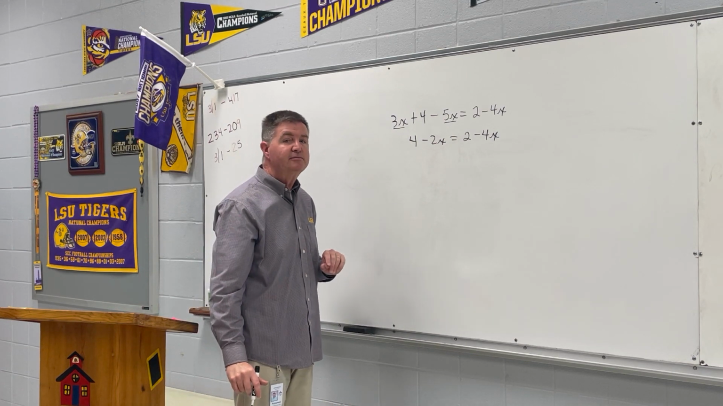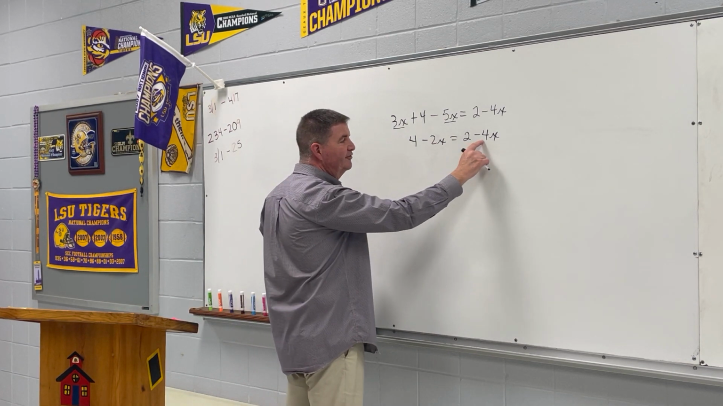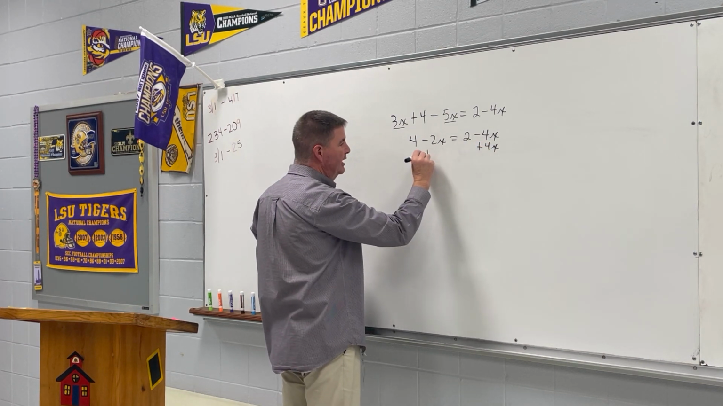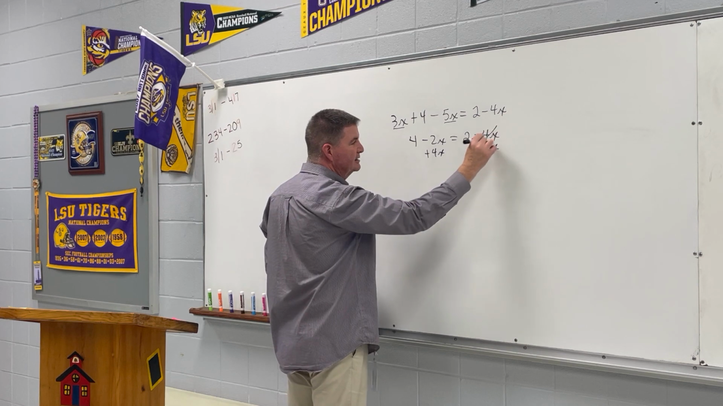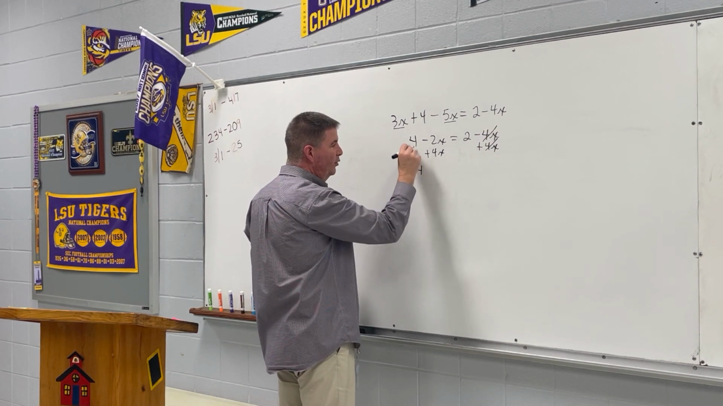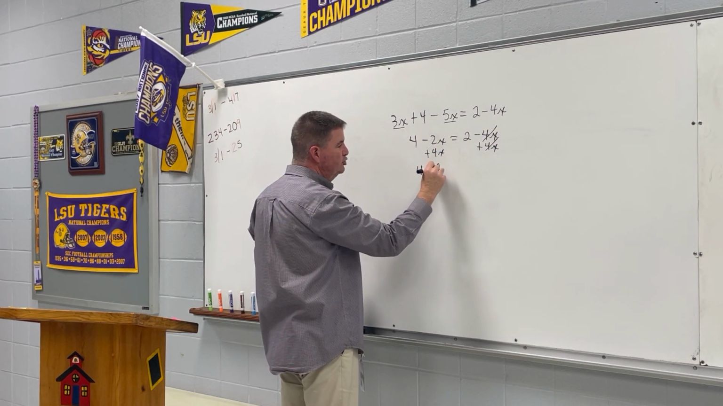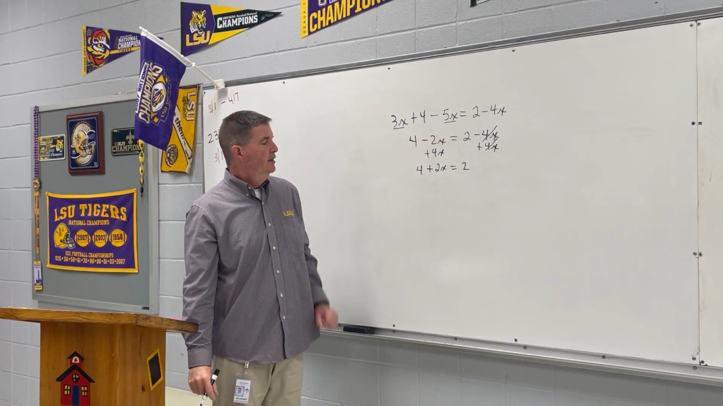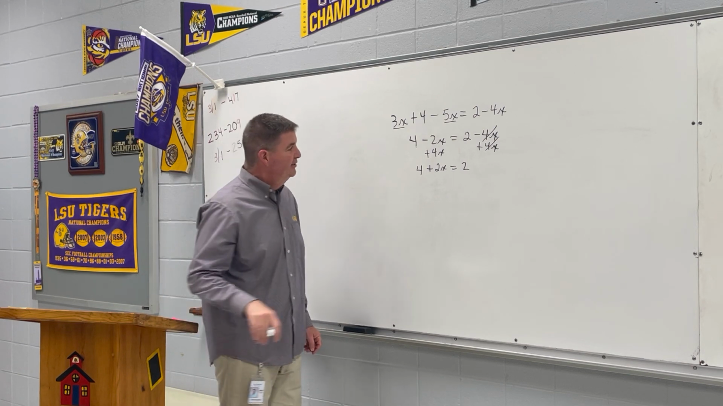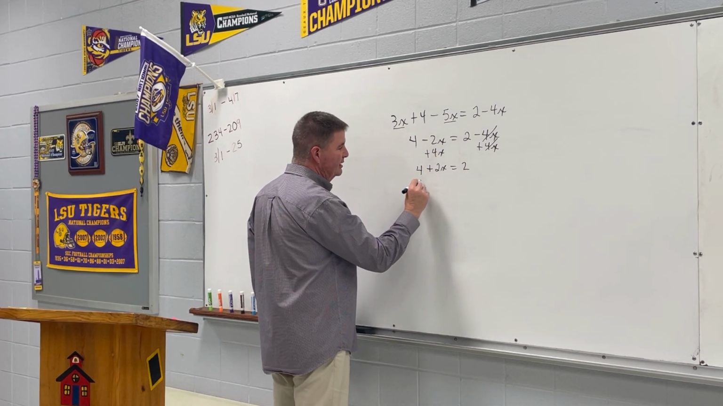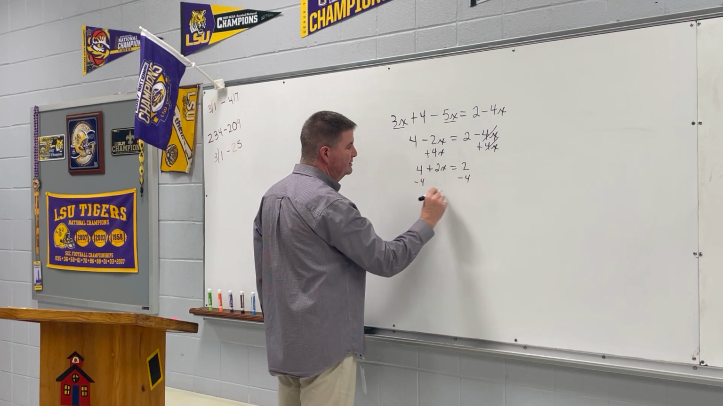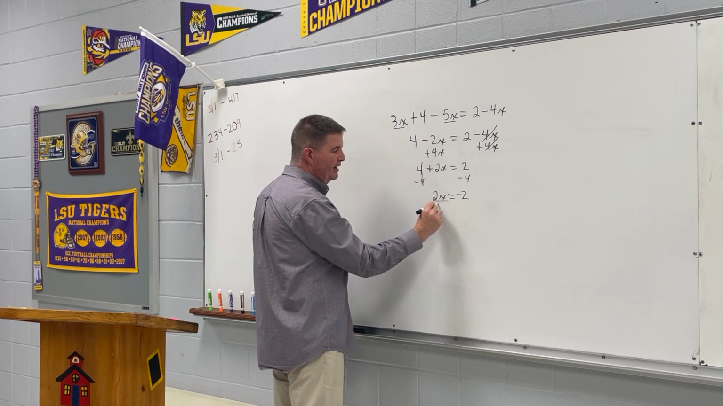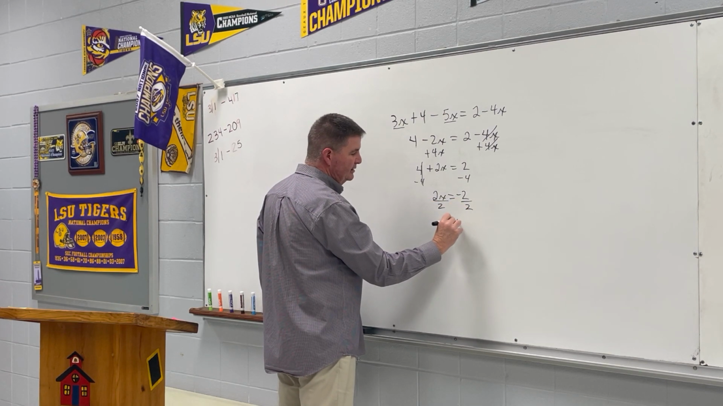So if I want to bring the smaller to the larger, the negative 4x is the smaller. So I'm going to add 4x, canceling the x's, giving me 4 plus 2x equals 2. So now I've achieved putting my x on the left. Same process. Subtract the 4 from both sides, cancel them out. 2x equals negative 2, and divide by 2, and x equals negative 1.